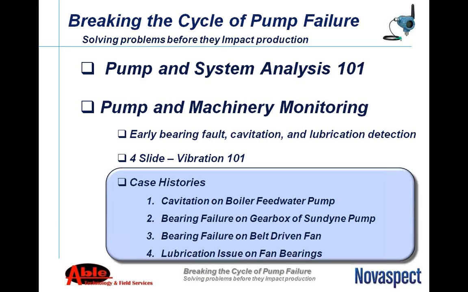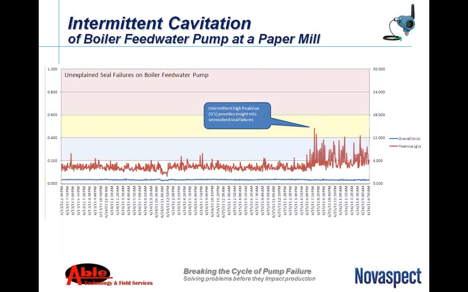So we'll go into some case histories. I've just got a few case histories to help show a couple of the example failure modes that we have identified. The first one is a boiler feedwater pump at a paper mill. You can see again the blue line is the overall vibration and the red line is the PeakVue vibration. They were having unexplained seal failures on this boiler feedwater pump. We put on the monitoring and were able to identify that they had intermittent cavitation going on that they ultimately linked back to the way they were operating this pump.